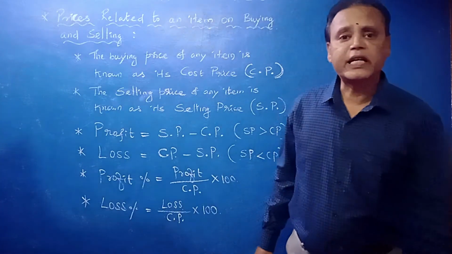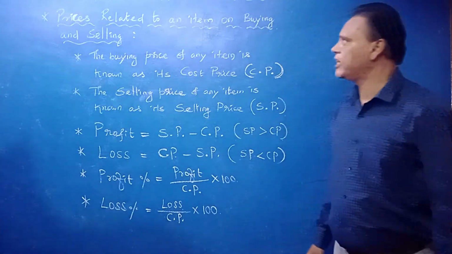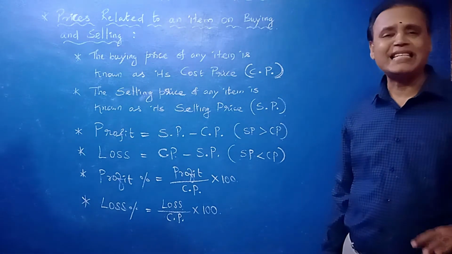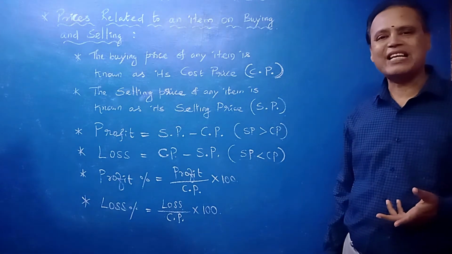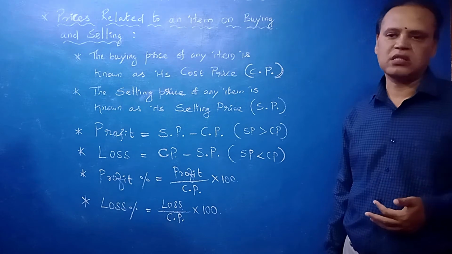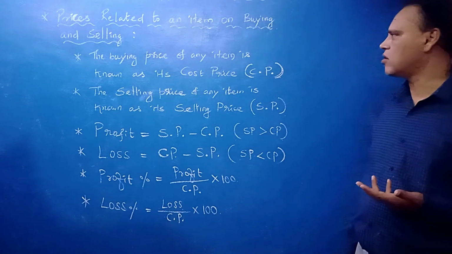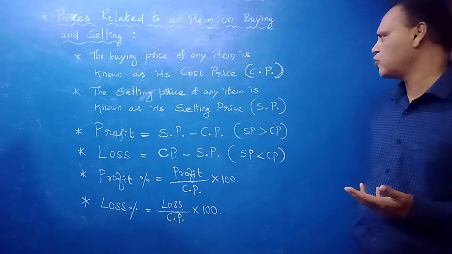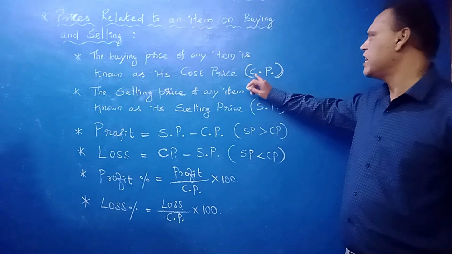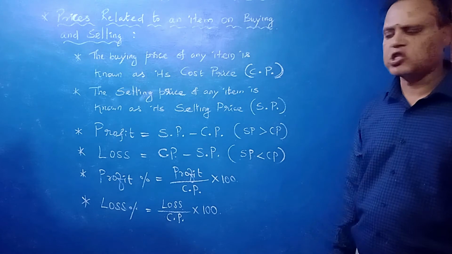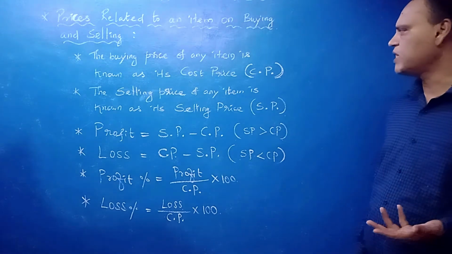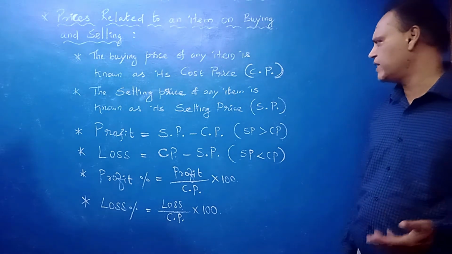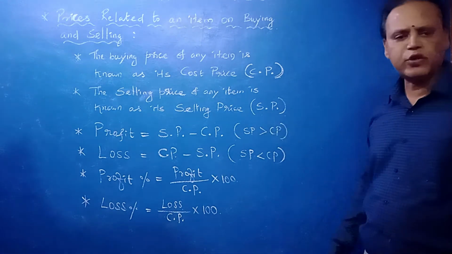So next we will see the important topics. There are prices related to an item on buying and selling. While buying and selling, what you will get, profit or loss. Okay. So what is cost price? The buying price of any item is known as its cost price. That is simply we can say CP. CP means cost price. The selling price of any item is known as selling price. That is SP.